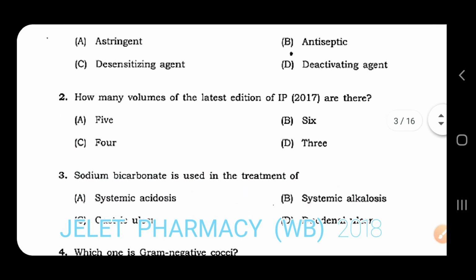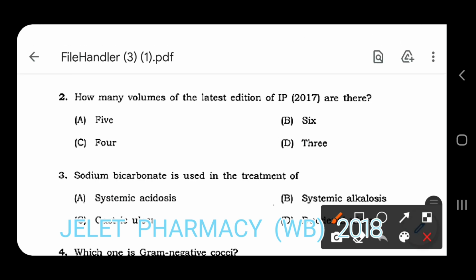Next question is, how many volumes of the latest edition of IP 2017 are there? Options are 5, 6, 4, 3. The correct answer is 4.